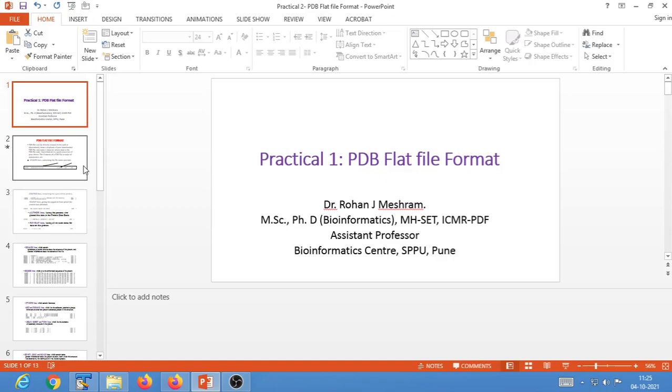So in today's lecture, as I have already mentioned, we would talk about how the structural data is arranged in a typical PDB file.